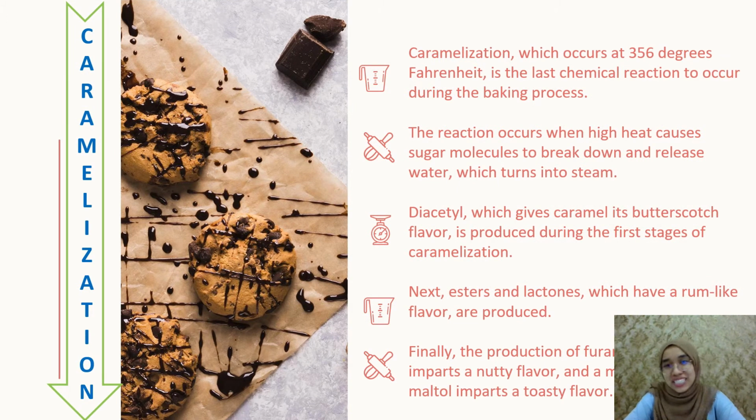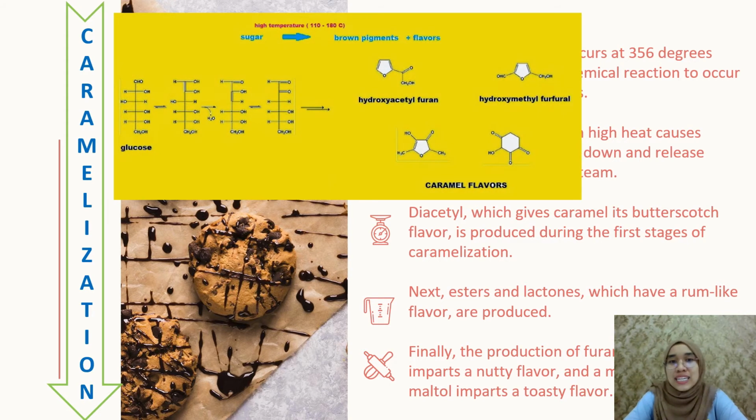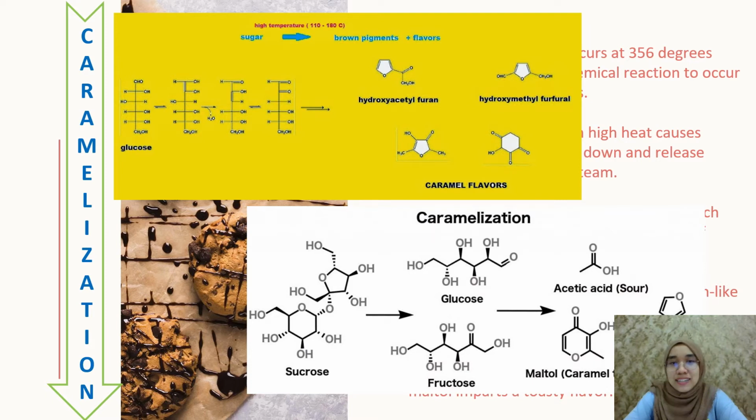Lastly, it is caramelization. Caramelization, which occurs at 356 degrees Fahrenheit, is the last chemical reaction to occur during the baking process. The reaction occurs when high heat causes sugar molecules to break down and release water, which turns into steam. Diacetyl, which gives caramel its butterscotch flavor, is produced during the first stage of caramelization. Next, esters and lactones, which have a rum-like flavor, are produced. Finally, the production of furan molecules imparts a nutty flavor, and a molecule called maltol imparts a toasty flavor. So this is the caramelization process.